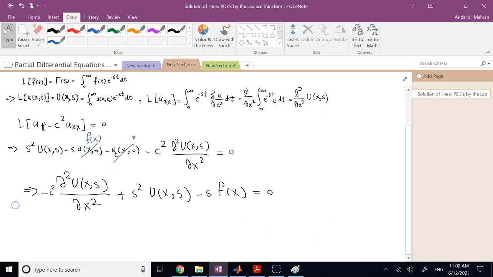And guess what? This is an ordinary differential equation, because there is no s derivative here. s is just an algebraic parameter. And I should be able to solve this, because here U only has an x derivative. So instead of partial, because s does not have a derivative, I can change this to an exact, single derivative. So this is going to be like this, d squared.